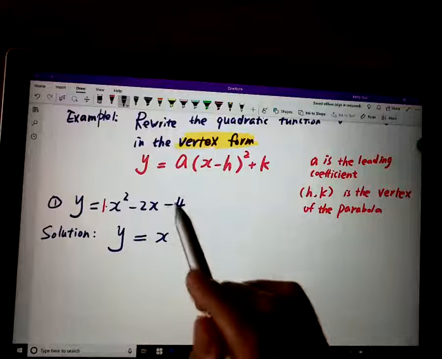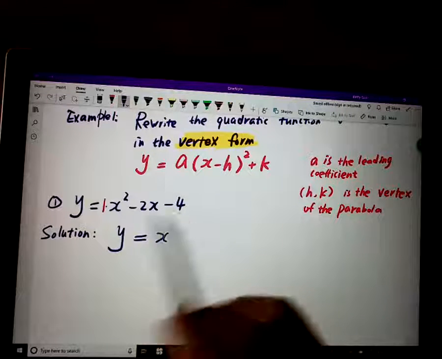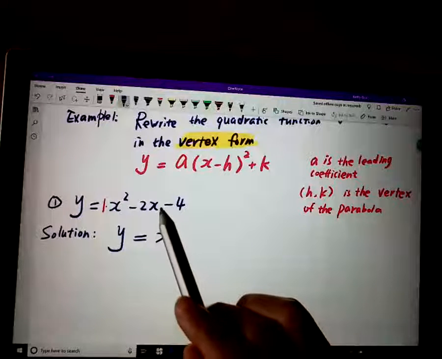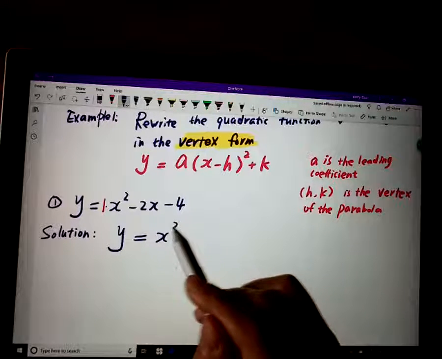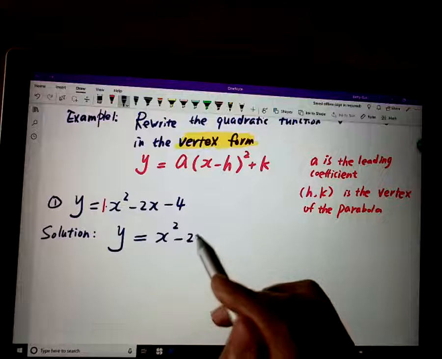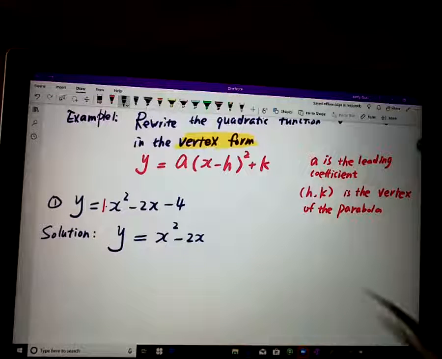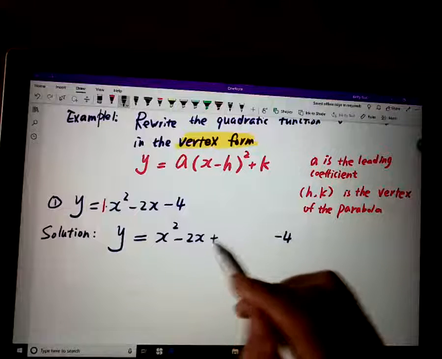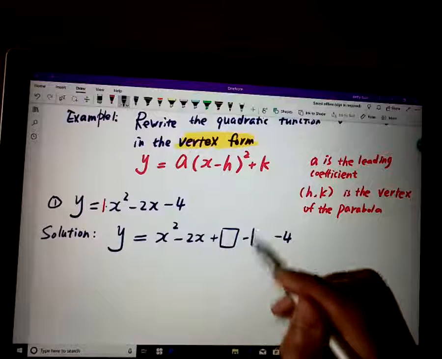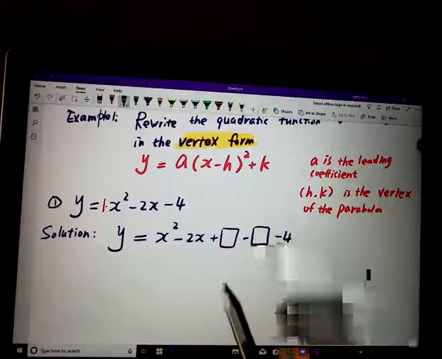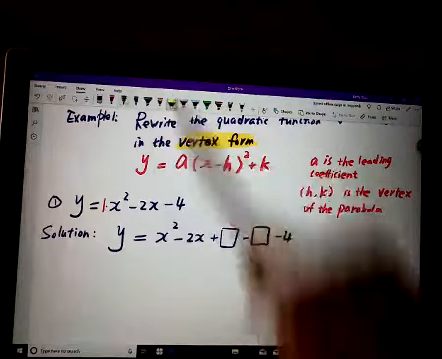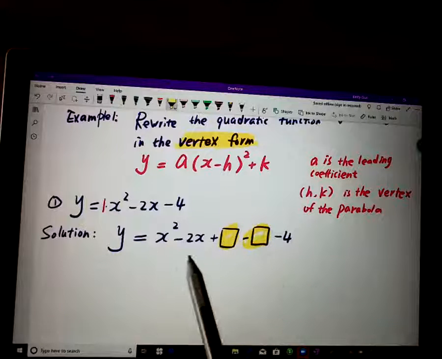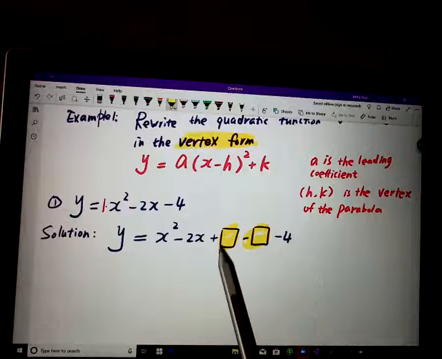The constant term is -4. Obviously, this trinomial is not a perfect square trinomial, so we would have to complete the square. We have to make a perfect square happen. The way we do it is this. Do you see the two cells? The original function is x squared minus 2x minus 4, right?